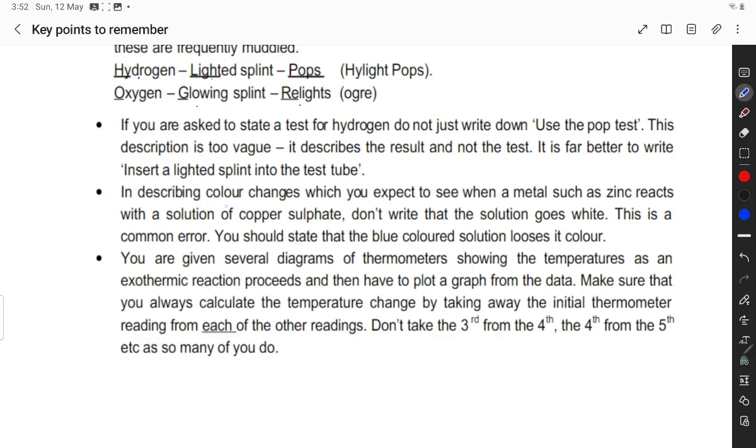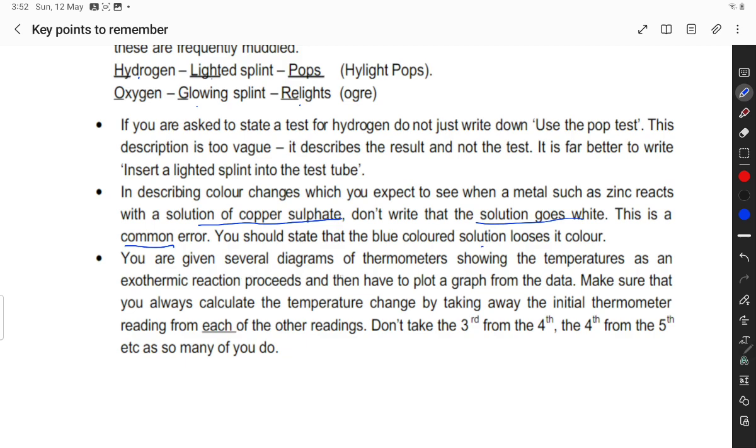In describing color changes which you expect to see when a metal such as zinc reacts with a solution of copper sulfate, don't write that the solution goes white. This is a common error. You should state that the blue colored solution loses its color.